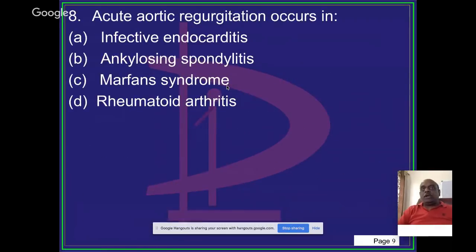Now, in acute aortic regurgitation, give me an underlying cause for acute aortic regurgitation. Now, punch your answer, doctor.